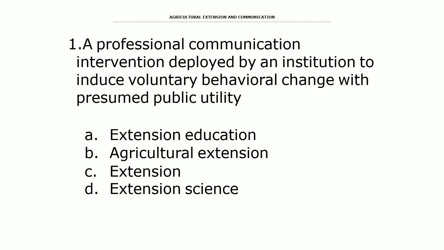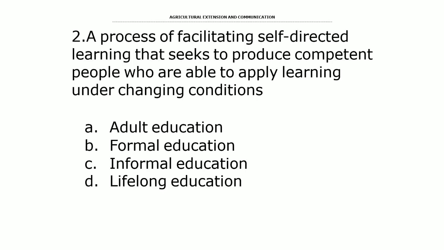Question number one. A professional communication intervention deployed by an institution to induce voluntary behavioral change with presumed public utility. A. Extension education. B. Agricultural extension. C. Extension. Or D. Extension science. The answer is extension education.